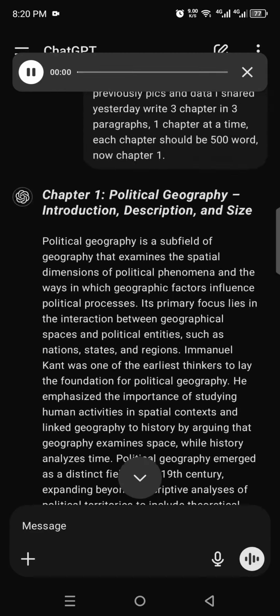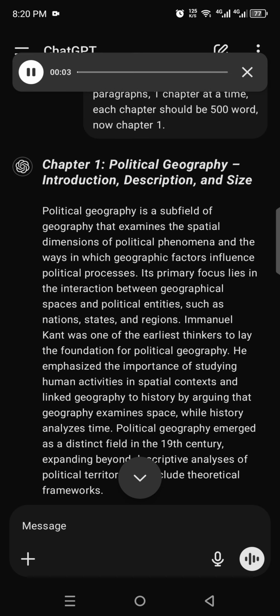Chapter 1. Political Geography. Introduction, Description, and Size.